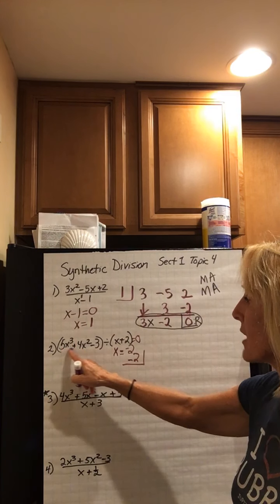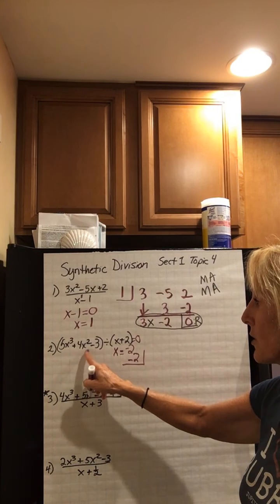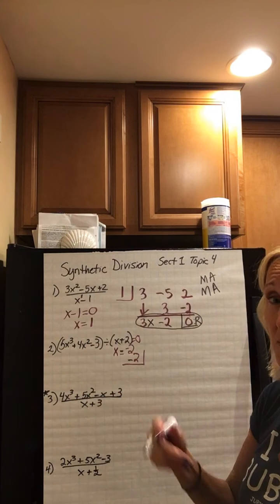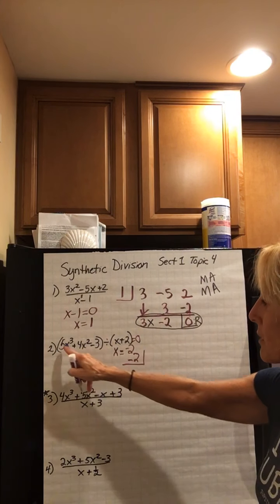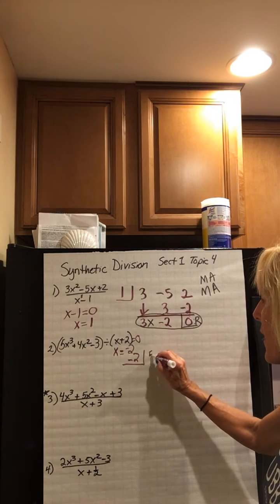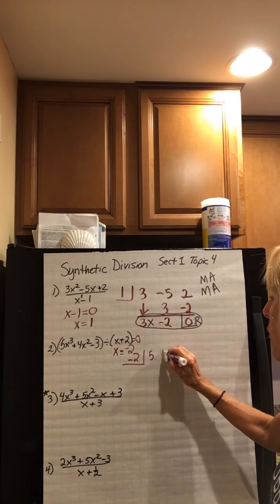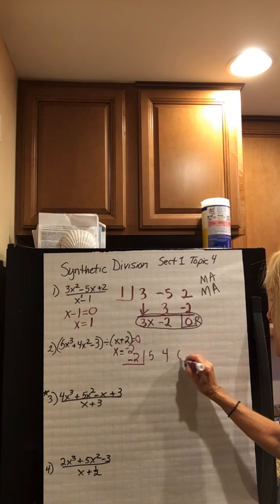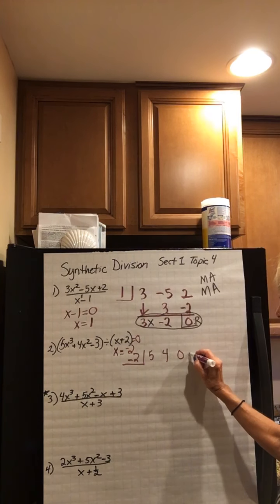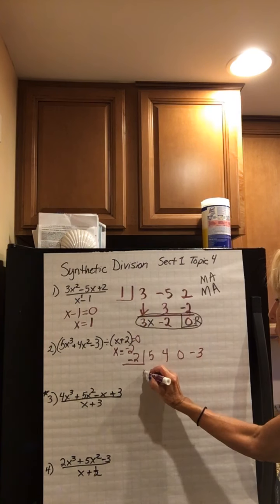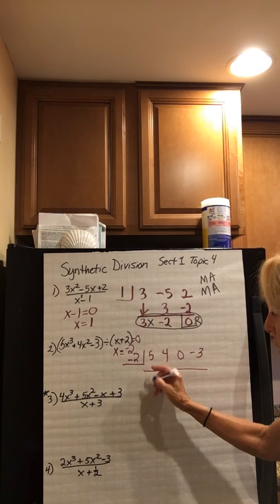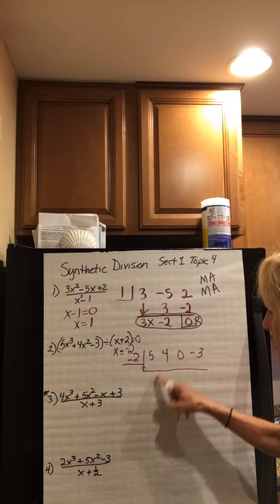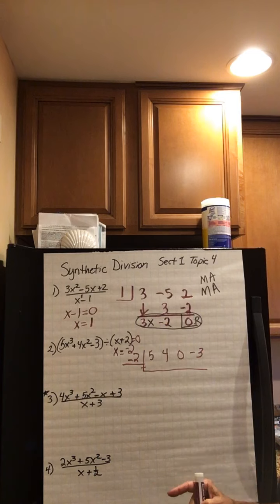Now I'm going to write down my coefficients, but notice I'm missing an x, so I'm missing the place value. So I write 5, I write 4, I write 0 because I'm missing an x, and then I write -3. I draw a line, and if you want to, you can put a plus sign here because remember, you're going to multiply, add, so we're going to think about mama.